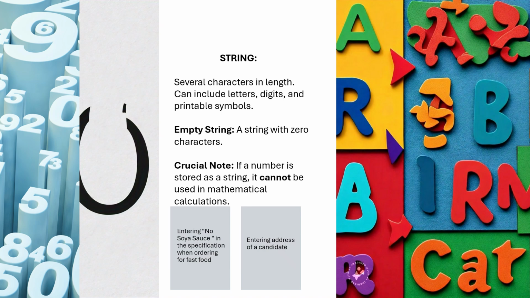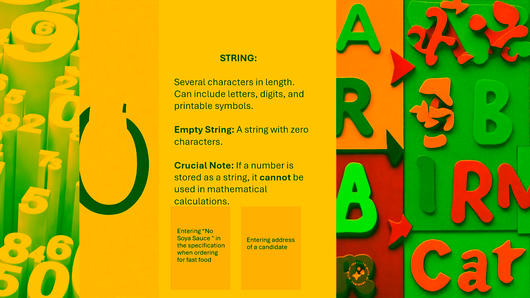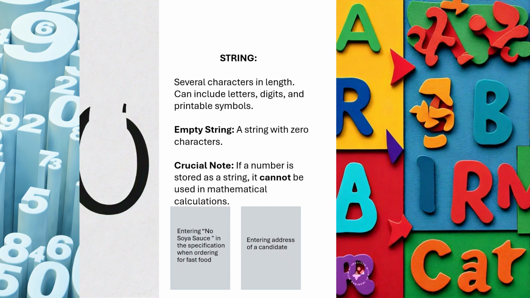For example, if you are entering the words no soya sauce whenever you are trying to type in the menu or type in your choice while ordering the food, this specification, since this is a series of characters, will be of the data type string. Or if you are trying to enter the home address of any candidate or the email address of any candidate, you will take it as string.